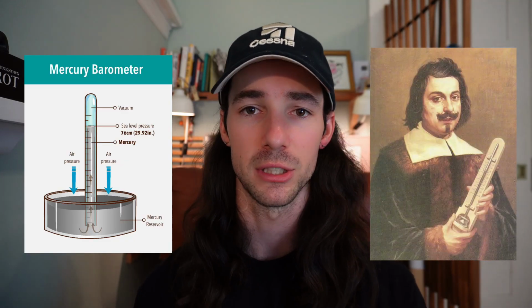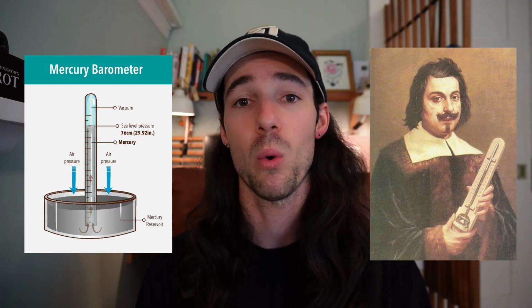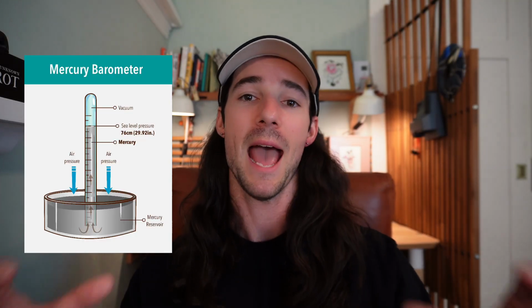A common pressure brought up in aviation is standard pressure. Now, what is it? Well, basically, there was a scientist a long time ago who found out that 29.92 inches of mercury was the atmospheric pressure at sea level on an average day. Now, let's break that down a little bit more so we have a better understanding of it.